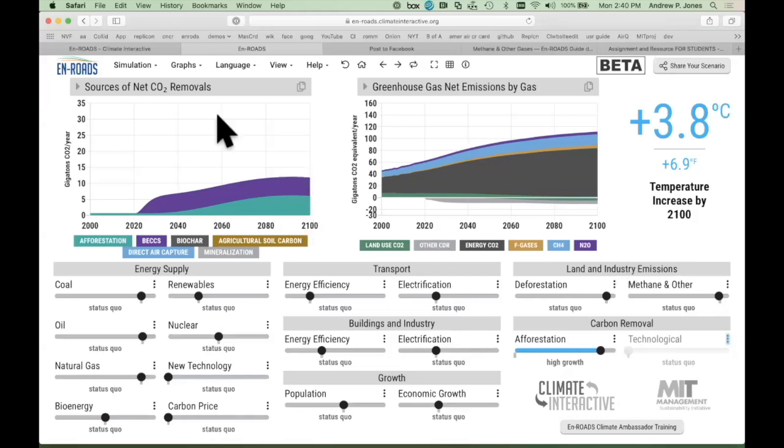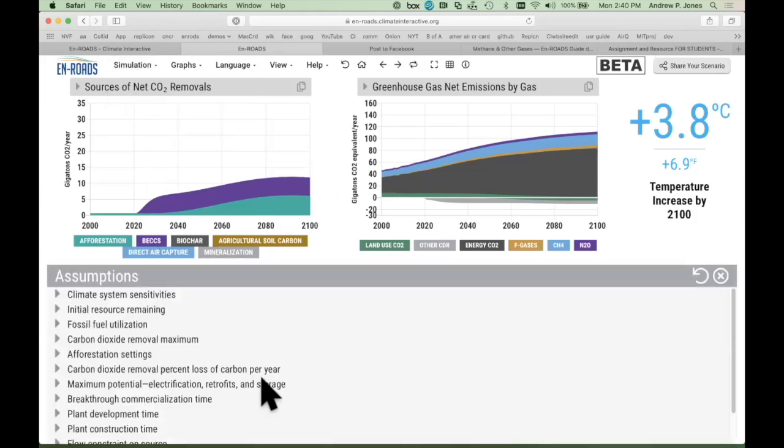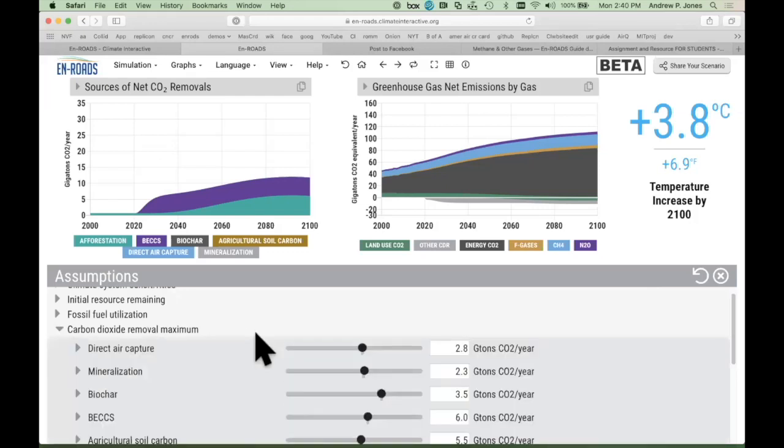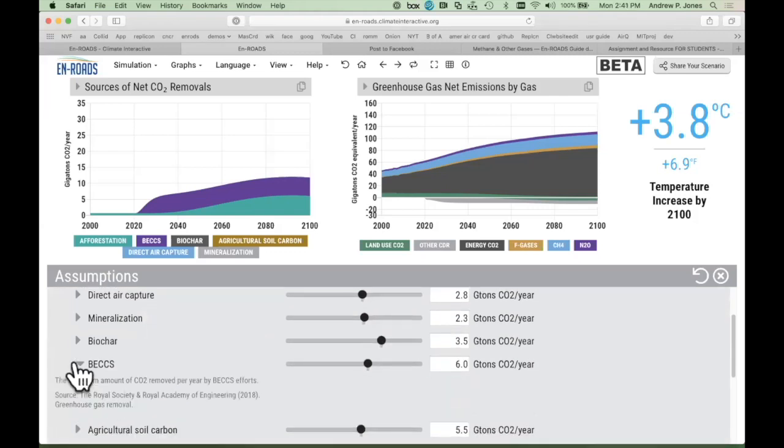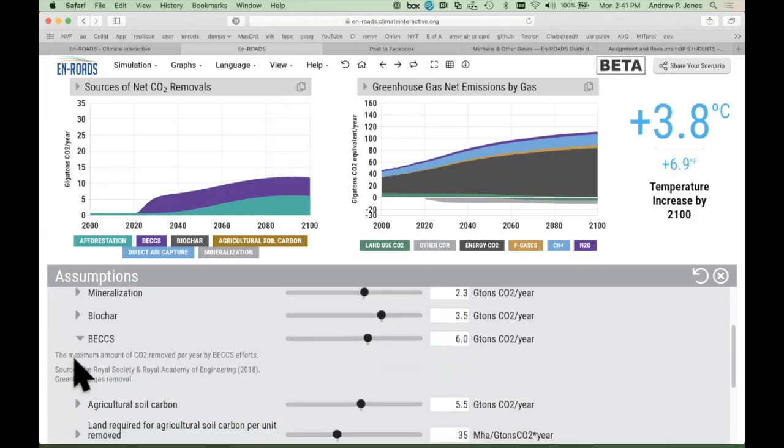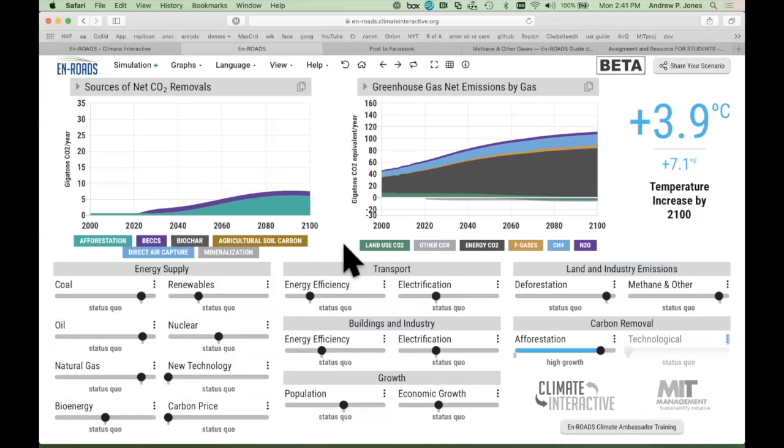Another one that's related, I showed you with assumptions. Before, I said, oh, we have bioenergy, carbon capture and storage. What if you don't like my numbers? What if you thought I limited it too much? In that case, carbon dioxide removal maximum. You can click on this little button and say, well, where did they get that number? Well, the Royal Society 2018 geoengineering report thought it was about six, that it could go higher or lower. If you thought it could be higher, make it 9.5. If you think it'd be lower, make it 1.5. Don't just change it because you're trying to get to 2 degrees. Change it because you think that's the way the world really works.